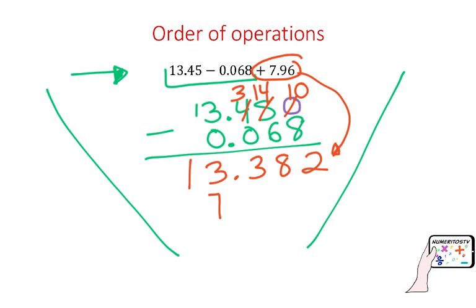Now I need to add, last step, 7.96. So I am going to align my 7.96 and add them up. There's an empty space here, so if you want, you can write your 0, and then you start adding.